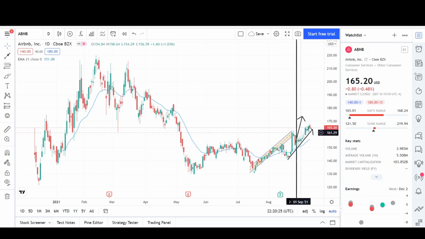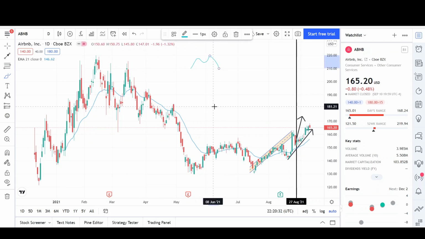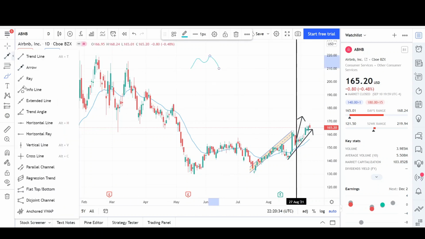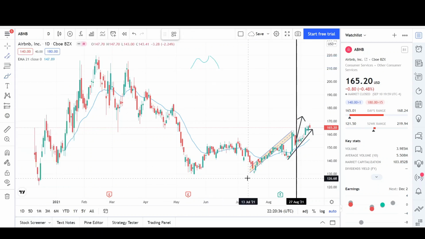It looks pretty much like a double top, something like this. Let me just draw it out. It looks like something like that. So that could be a potential reversal point. I don't know yet, it's a little too early to call, but let's go ahead and put some channels on here.